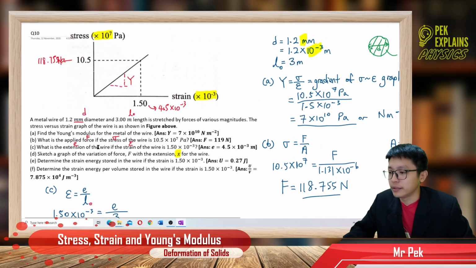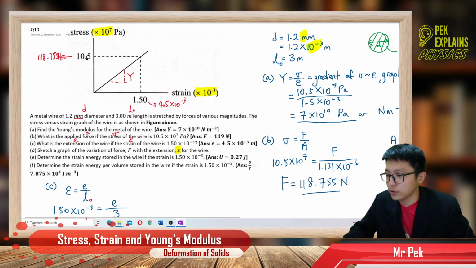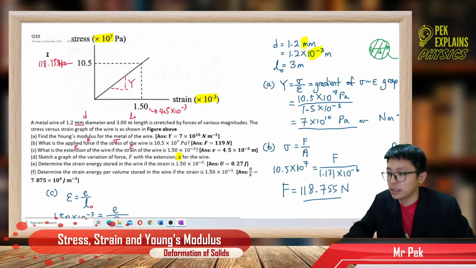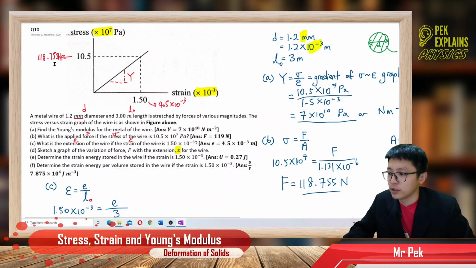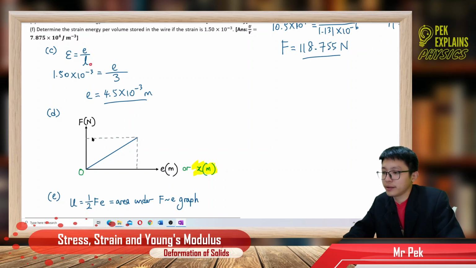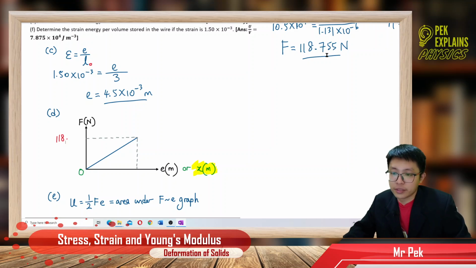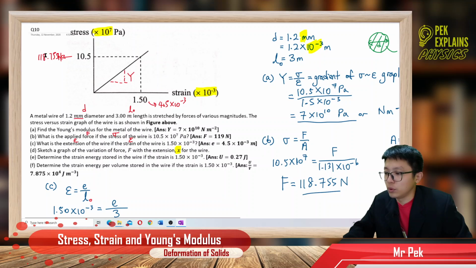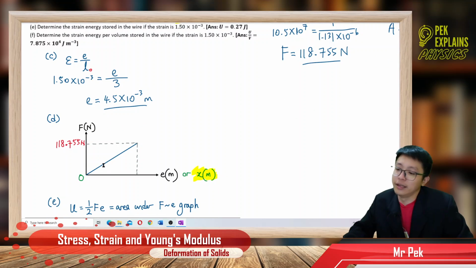So just now my force, I got 118. Force 118 is equivalent to the stress 10.5. So here we put 118.755 Newton. This is the force for this stress.